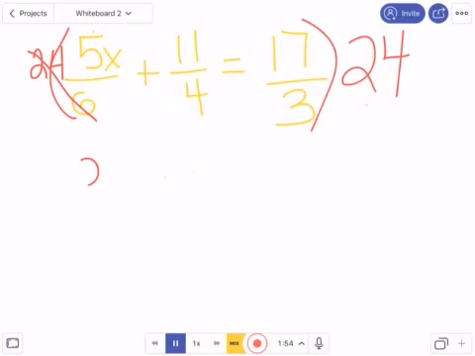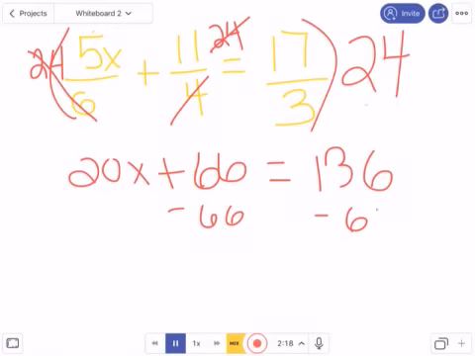So now I'm ready to solve. By subtracting 66, I'm left with 20x equals 70. So x equals 3.5.